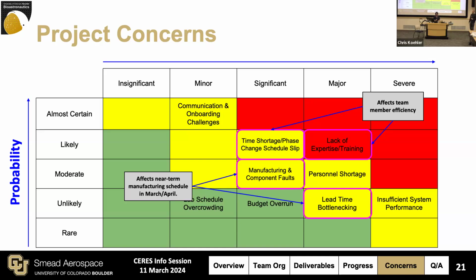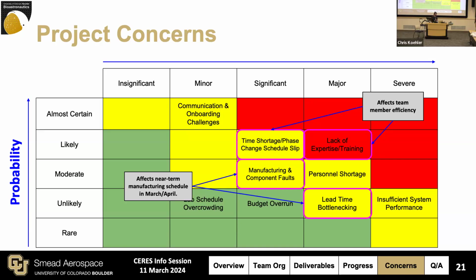And then also manufacturing failures. We have some hard to manufacture components on the desorber. So we bought spares of that stock just in case the machinists mess up the first time. Also time shortage, phase change, schedule slip. We're shifting from design to manufacturing phase. So there's going to be some ambiguity in roles and tasks over the next few weeks. I'm trying to mitigate that by specifically delegating testing and assembly work to each member.